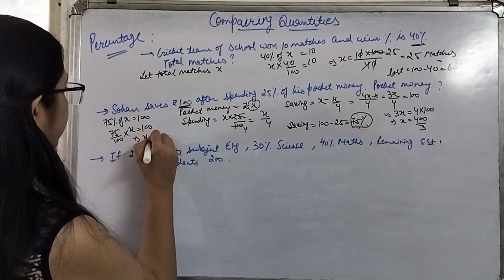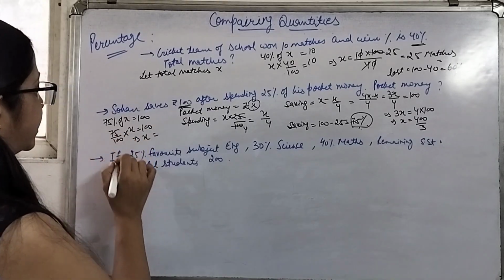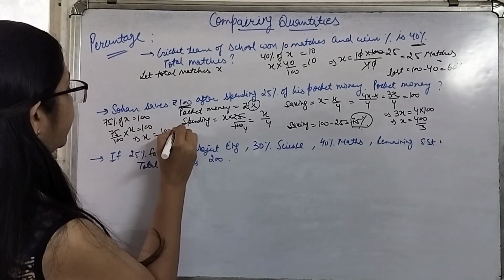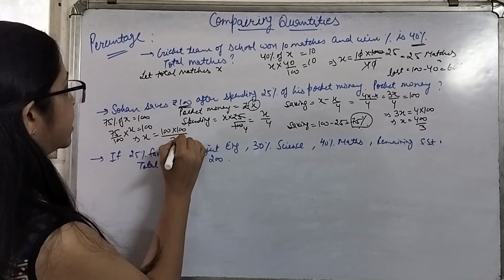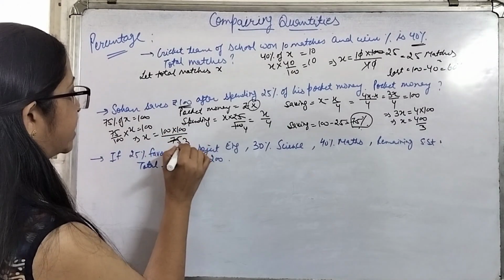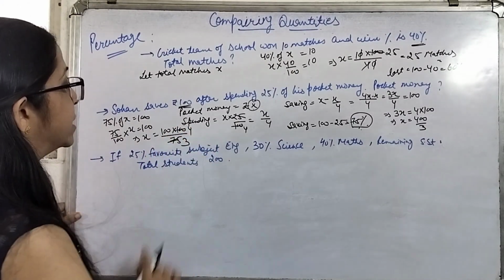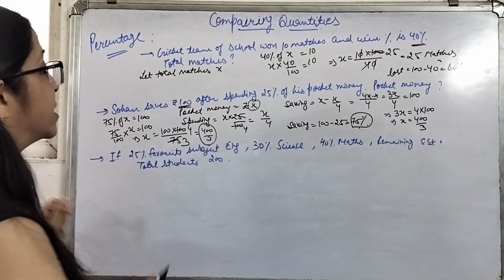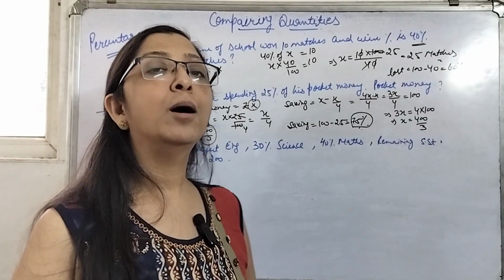Or we can solve it further. X is equivalent to this 100, which is in division, will go over here in multiplication. So it will be 100 multiplied by 100 over 75. 25 3s are 75, 25 4s are 100. So it will be 400 over 3. So this is the money which was his pocket money.